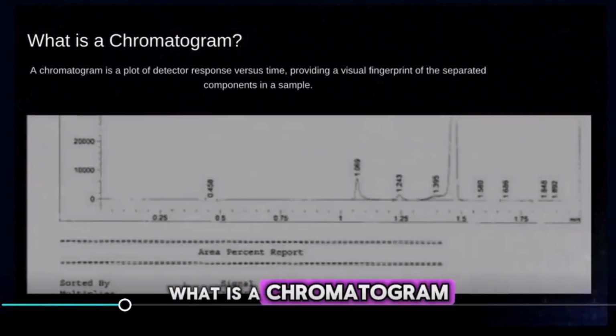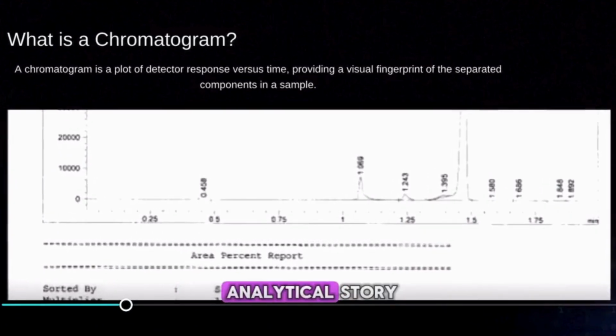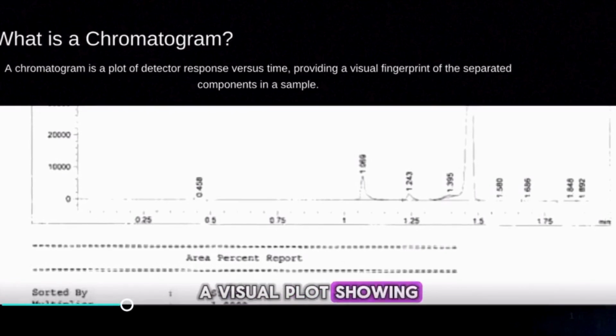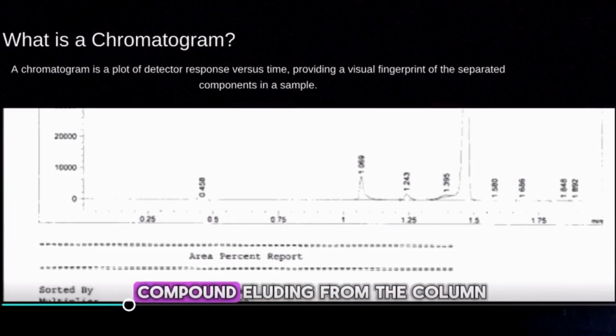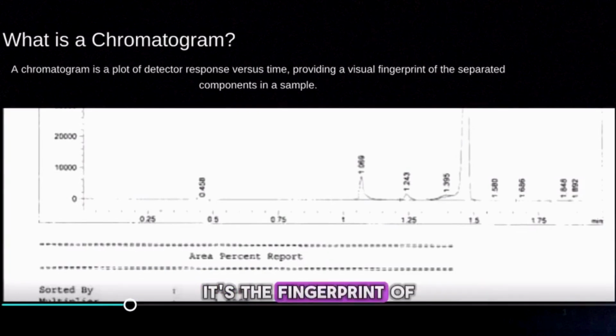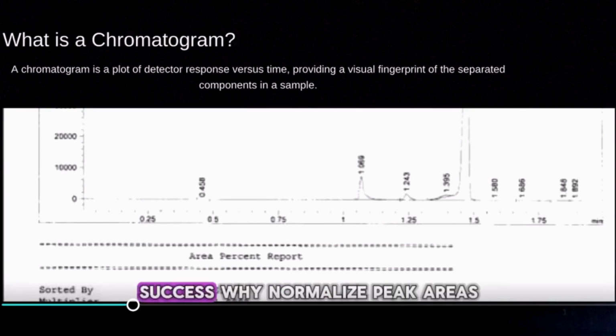What is a chromatogram? A chromatogram is your analytical story, a visual plot showing detector response over time. Each peak represents a compound eluting from the column. It's the fingerprint of your sample composition. Learning to read and interpret chromatograms is key to analytical success.